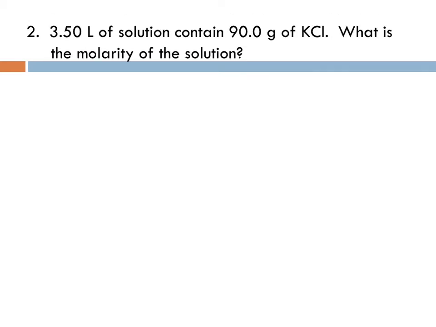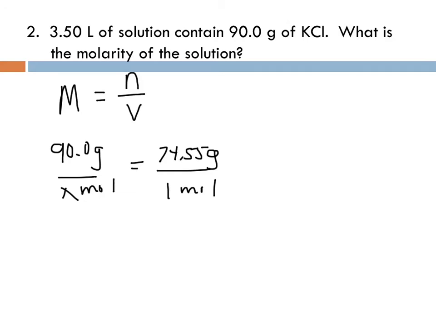Next, we have 3.50 liters of a solution that contains 90.0 grams of potassium chloride, and we'd like to know the molarity of the solution. Well, again, molarity is moles over volume in liters. So if we don't have moles, which we don't, we can convert to moles using our mass. So here we need to be able to convert between grams and moles for a compound.